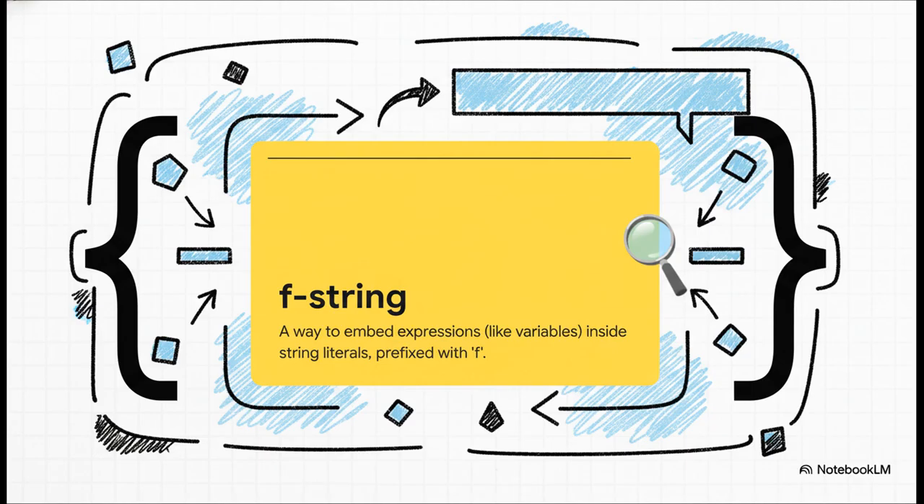So you can think of it like this. An F string is basically a template. You write the sentence just one time, and Python takes care of filling in all the blanks with whatever is in your variables. It's an incredibly efficient way to build personalized messages, which is exactly why you'll see it absolutely everywhere in modern Python code.